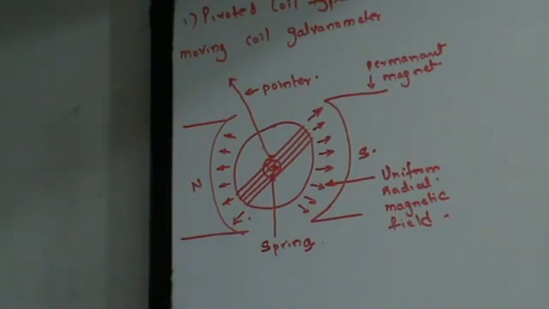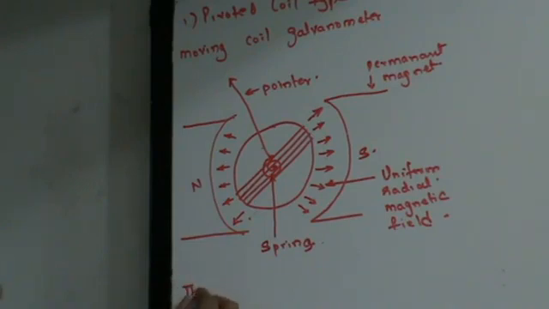There is a long pointer attached to the coil which helps to read the angle of rotation, and the entire apparatus is kept in a glass container. Very simple, very straightforward construction. Can you just write this construction down? You want me to explain again? Okay, I'll just write it down and show it to you.